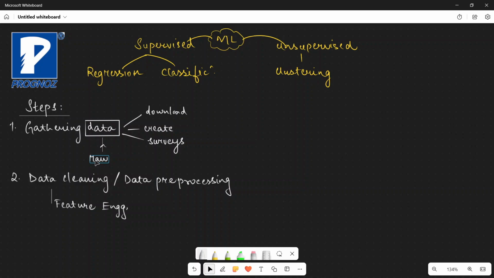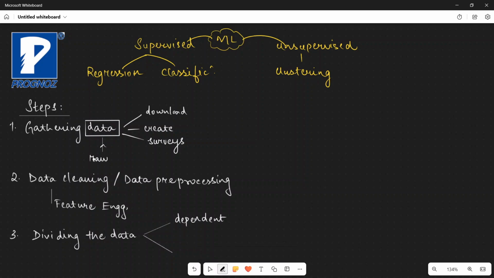Step number 3, and one of the most important steps, is dividing the data. The data which has been cleaned in step number 2 will be divided into two groups in step number 3. It will be divided into dependent variables and it will be divided into independent variables.